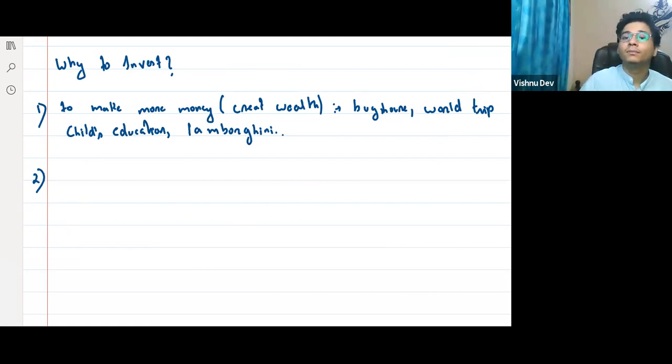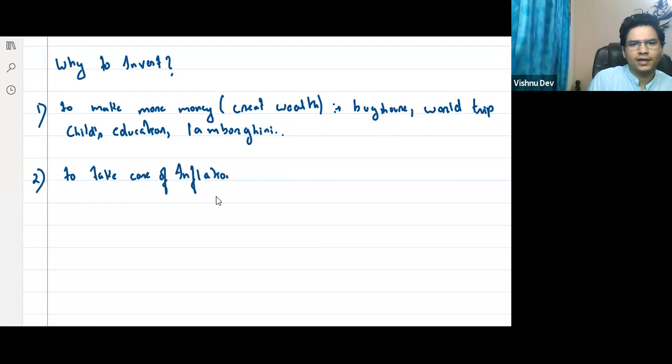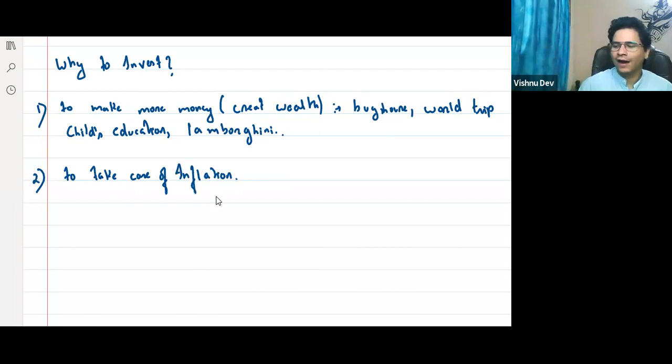To manage inflation, है ना? To take care of inflation, the rising prices of everything. Hi Anna, tell me. See, sometimes onions are sold at the rate of 100 rupees per kg. Yes or no? So to fight inflation.